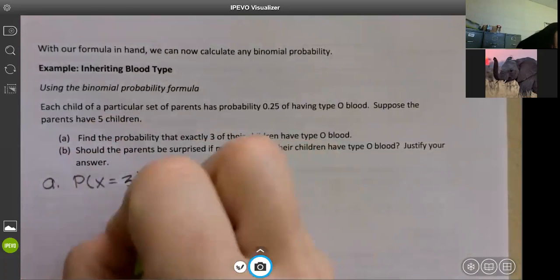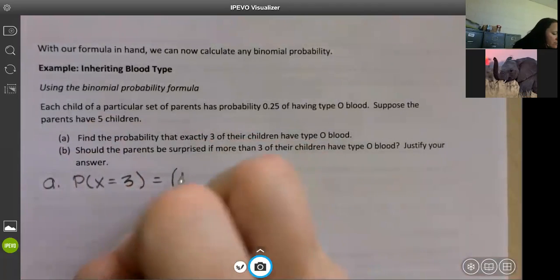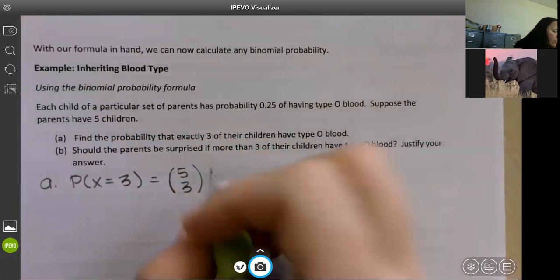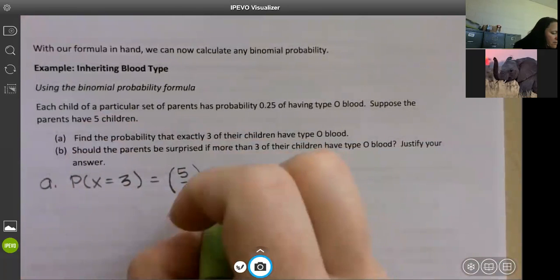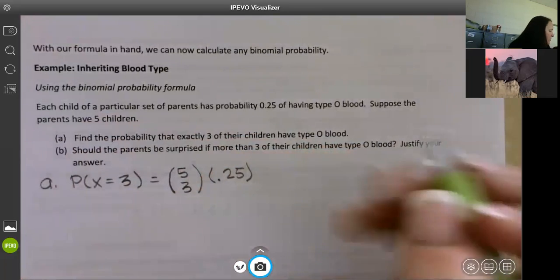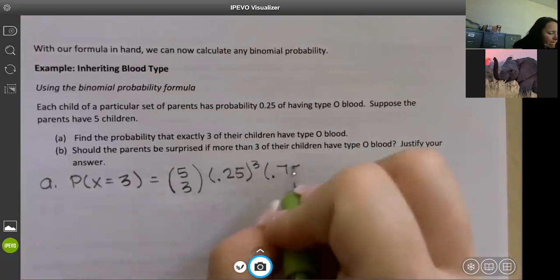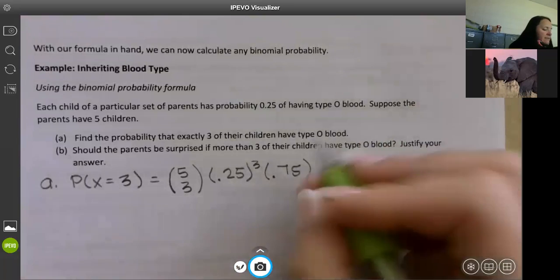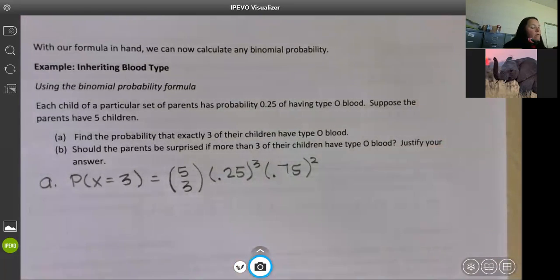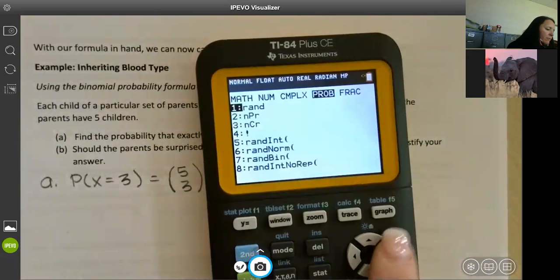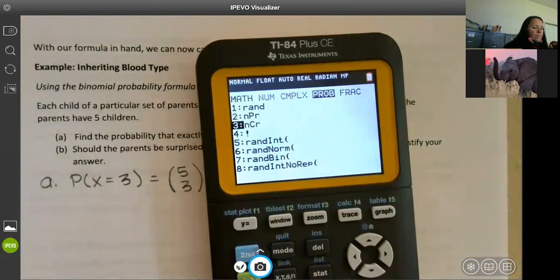So our formula says, what is our number of trials? 5. How many successes do we want? 3. What's your probability of success? 0.25. How many successes do we want? 3. What's your probability of failure? 0.75. How many failures would we have if we had 3 successes? 2. So now remember, you have to put this one in your calculator. So you have to tell me what 5 choose 3 is. So remember, we do 5, math, probability, do the C one, choose 3.